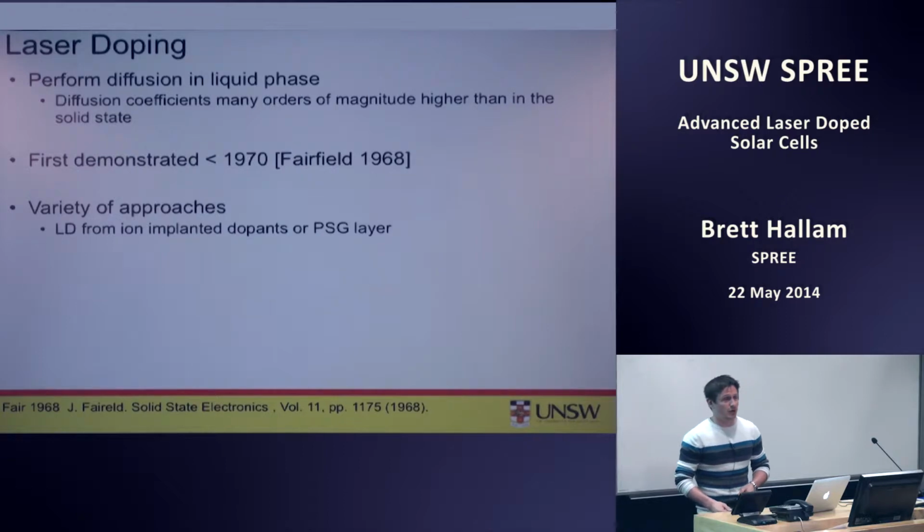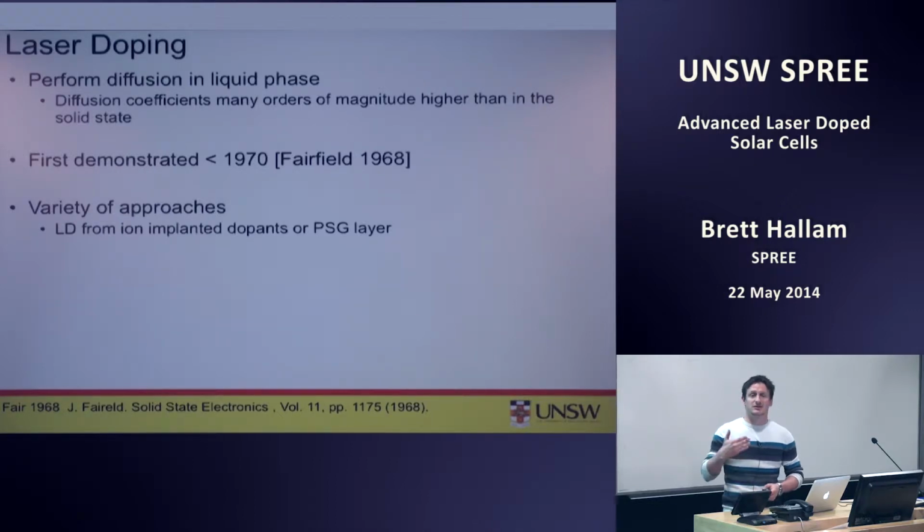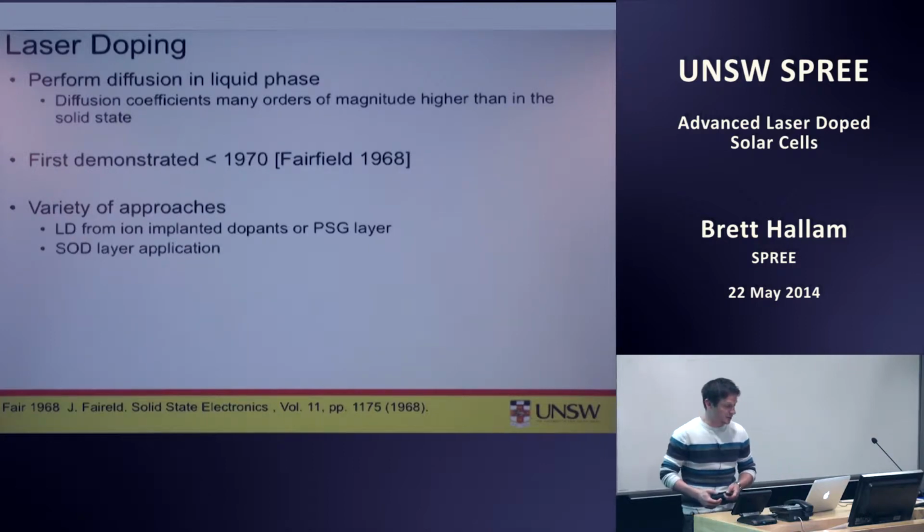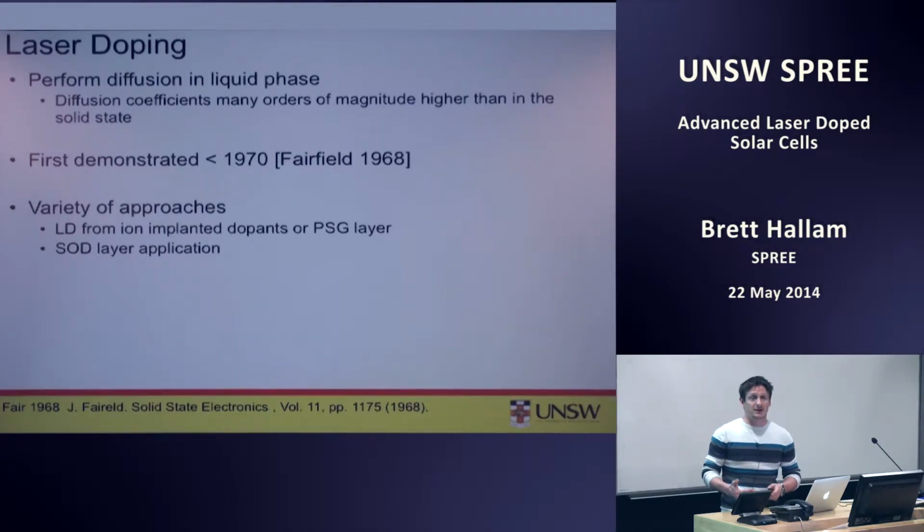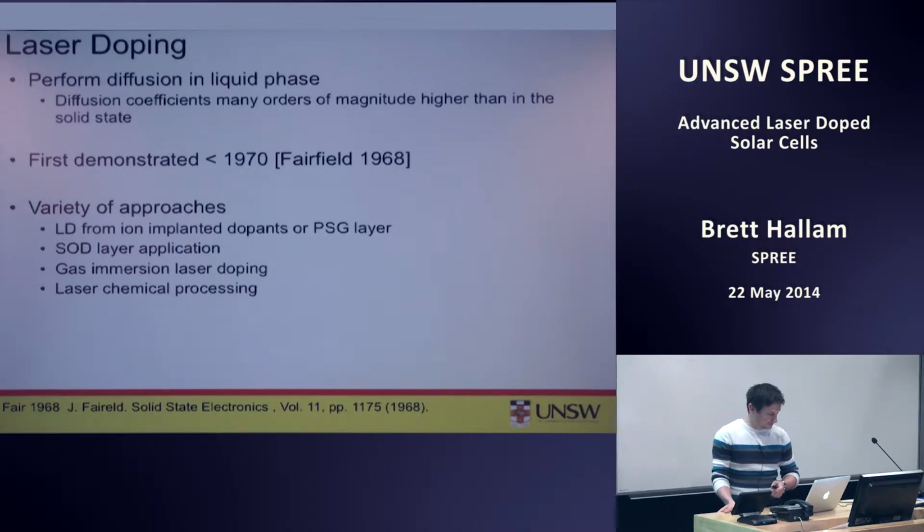There are a variety of approaches you can use for laser doping, such as using dopants already within the solar cell from ion implantation or a diffusion such as the phosphosilicate glass layer. And then you can use the laser to drive and redistribute those dopants within the solar cell. Another method which we typically use here is to apply a layer of spin-on dopants and then perform the laser doping process to incorporate the dopants into the solar cell. You can also use an ambient with a dopant source for gas immersion laser doping, or similarly laser chemical processing where you have a laser which is guided by a jet of, say, phosphoric acid. But most of these processes end up with the same result.